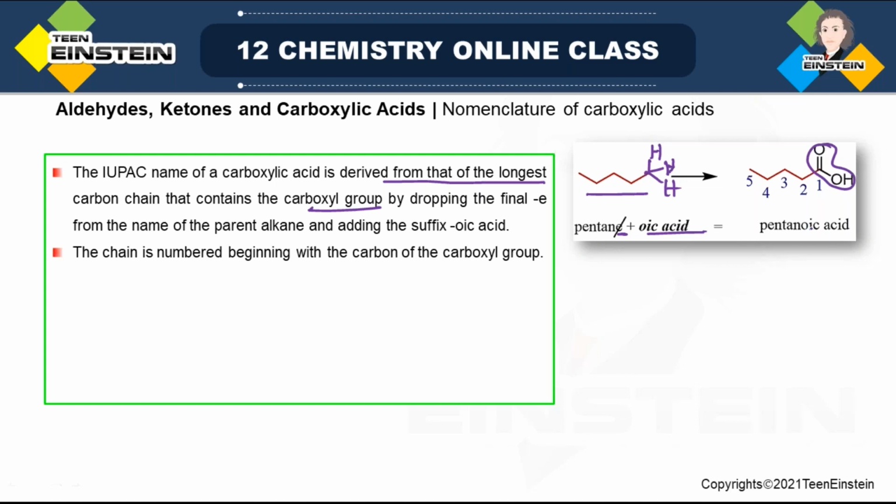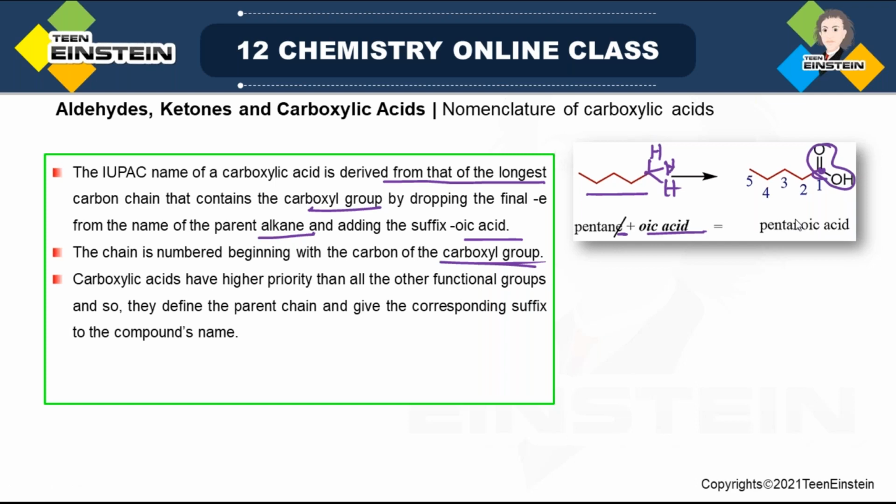Now look at the name, it is pentanoic acid, and you have to drop the final E from the name of the parent alkane and add the suffix oic acid. So for CO2H, the suffix that we use is oic acid. And you have to start the numbering from the carbon of the CO2H group. So the chain is numbered beginning with the carbon of the carboxyl group. You can see here, this is the carbon of the CO2H group from which we have started the numbering.